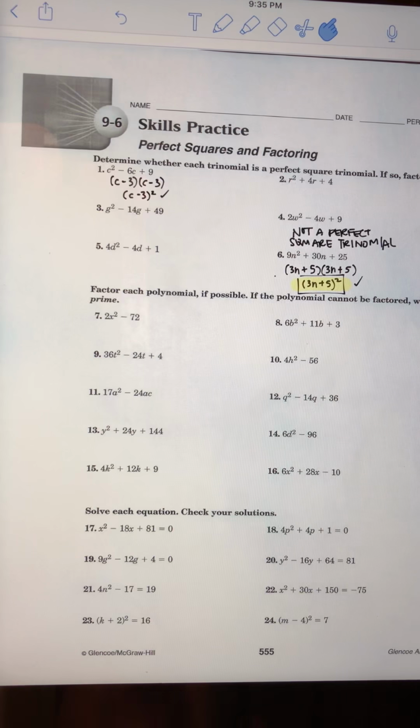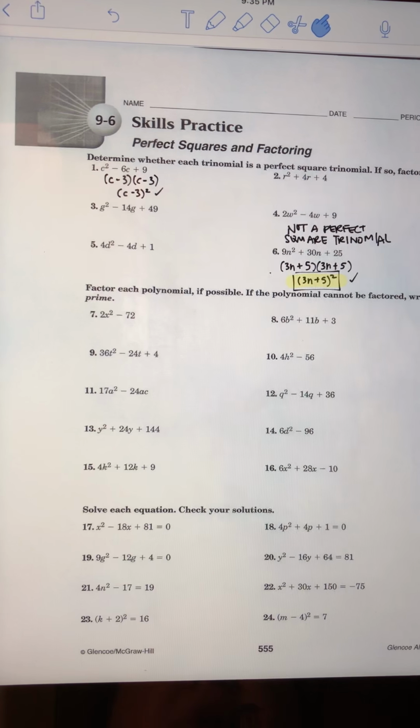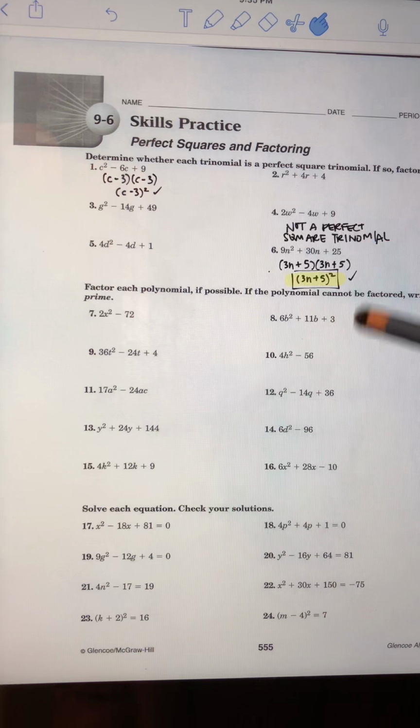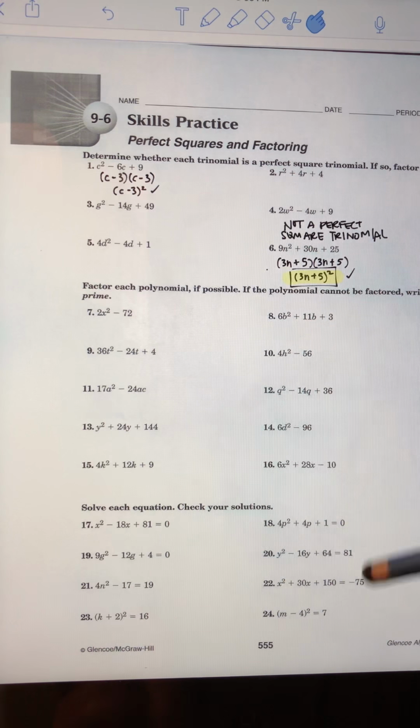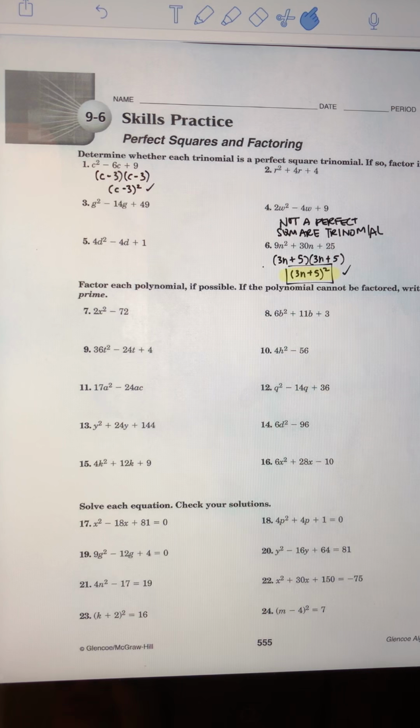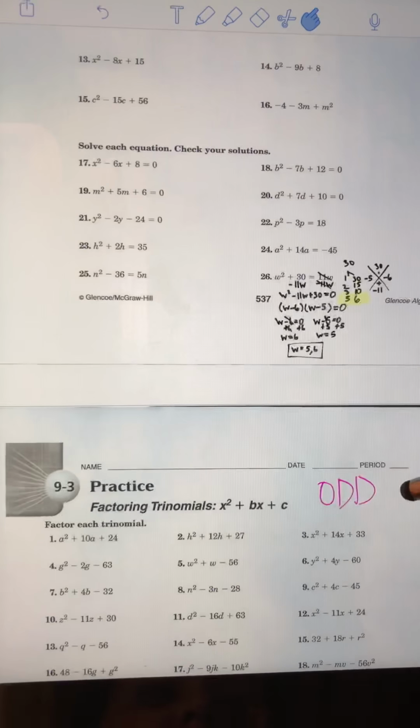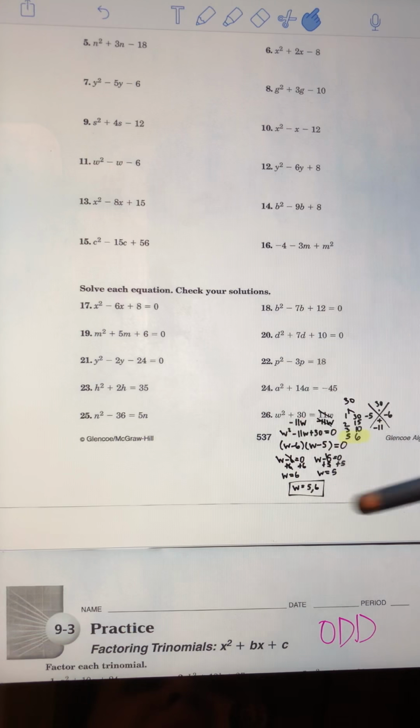Okay. For the next part, it says factor each polynomial if possible. If it cannot be factored, write prime. So you're only going to do the odd problems there. And then 17 through 24, it says solve each equation, check your solutions. So that's similar to what we did on page 537, where we find the factors, set the quantities equal to 0, and then solve.